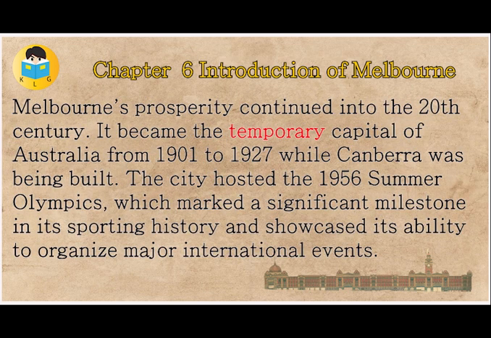Melbourne's prosperity continued into the 20th century. It became the temporary capital of Australia from 1901 to 1927 while Canberra was being built. The city hosted the 1956 Summer Olympics, which marked a significant milestone in its sporting history and showcased its ability to organize major international events.